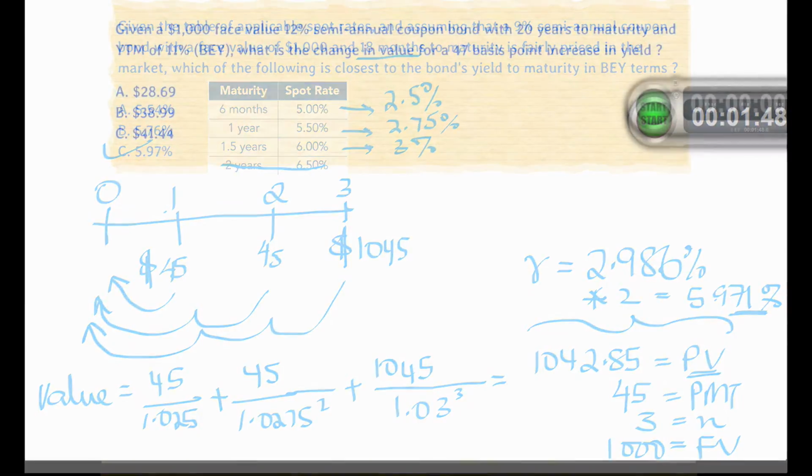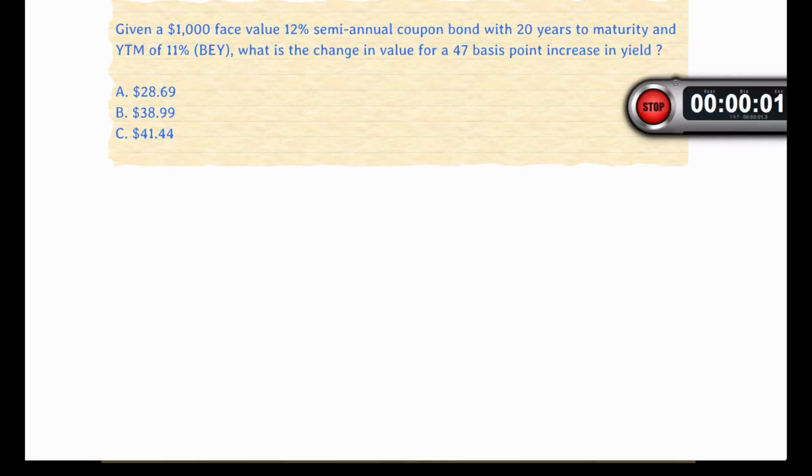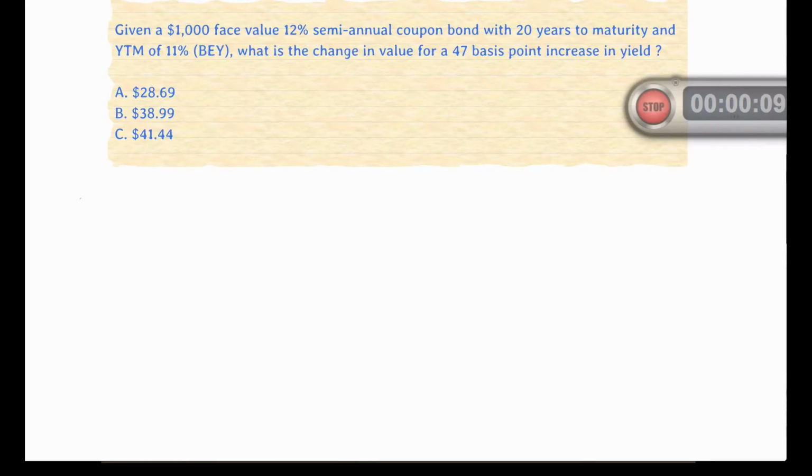Let's look at the next problem. Now here we're given a $1,000 face value 12% coupon bond with 20 years to maturity, and we're given its yield to maturity as well. And we're asked what would happen when the yield to maturity increases by 47 basis points.